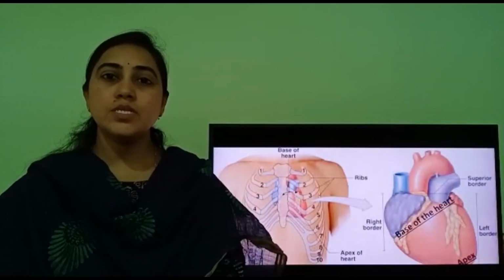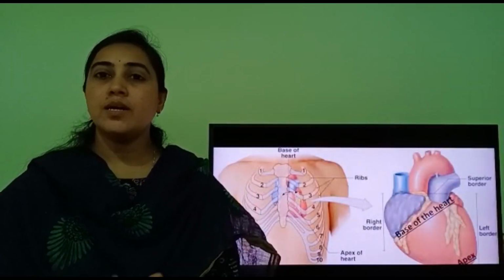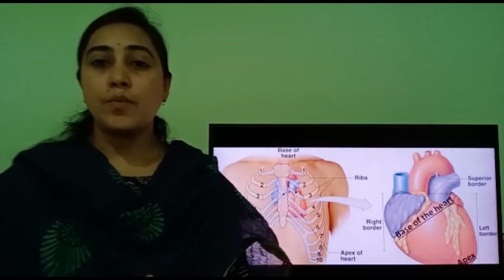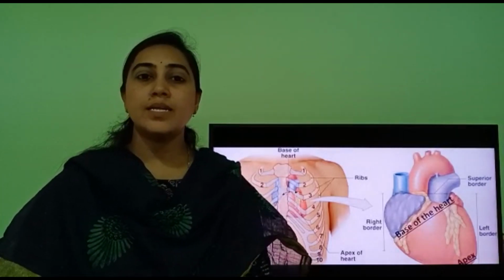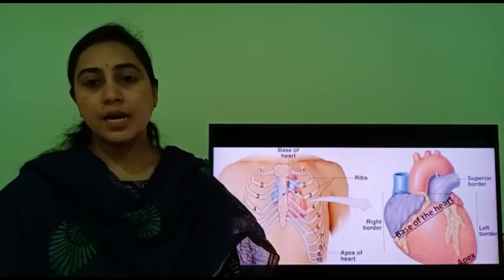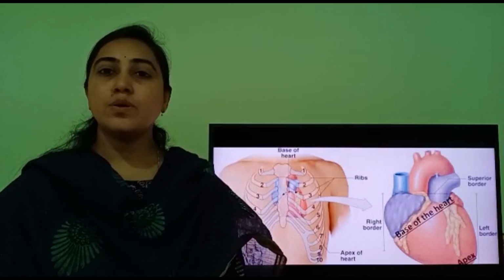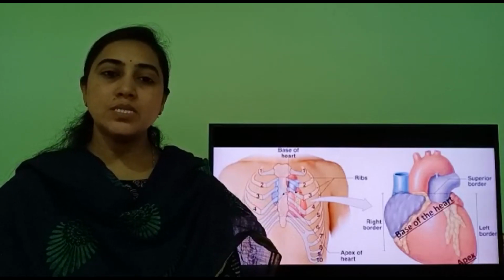Good morning students. In the last class we learned about the different number of chambers in different animals, and in this class we are going to learn about the human cardiovascular system, which includes the muscular heart, a network of closed branching blood vessels, and blood.